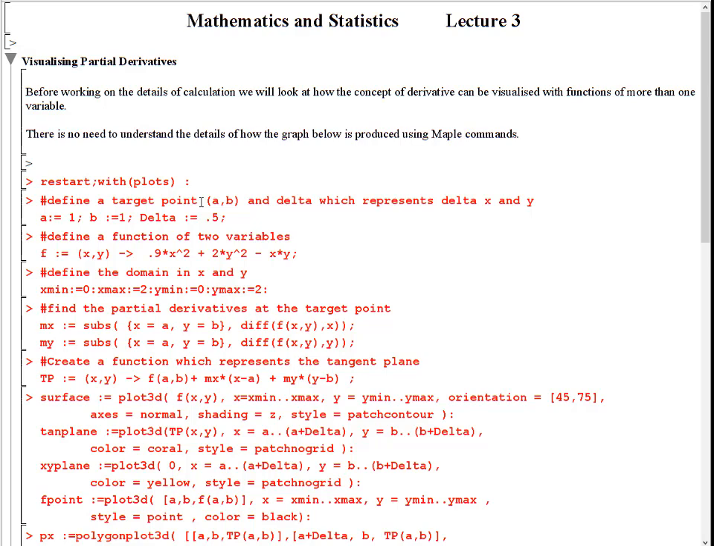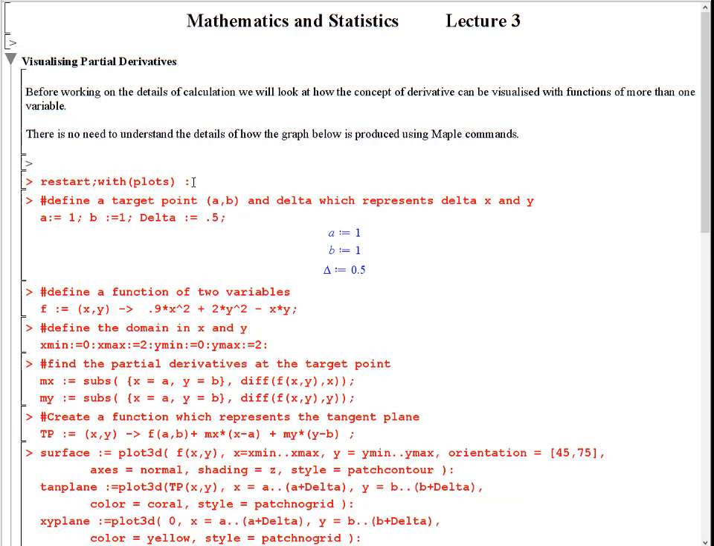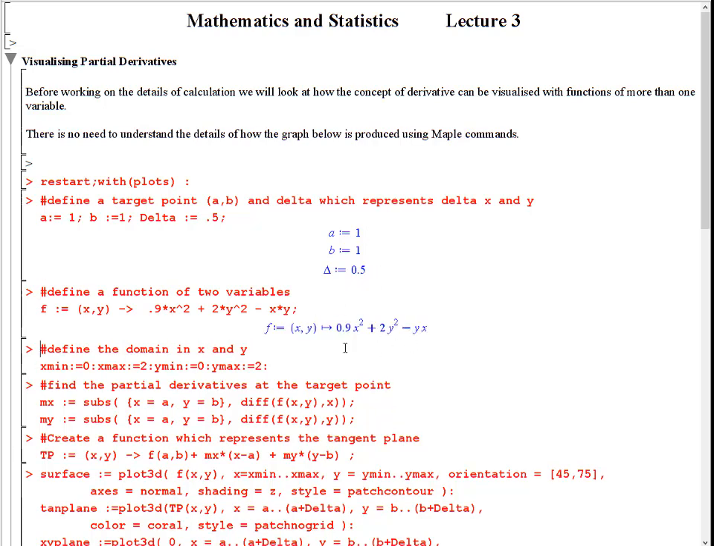If you have got Maple and you want to follow this, you can just click on the red areas and press return. In the PDF version, all this is already expanded, so you can just view it, but you won't be able to see the graphs dynamically. So what we're doing here is setting up some parameters. A and B are 1, delta is 0.5. Here's a function we're going to look at.